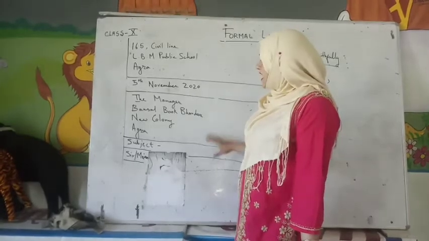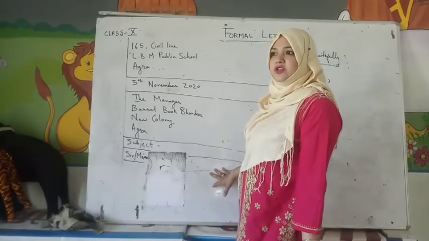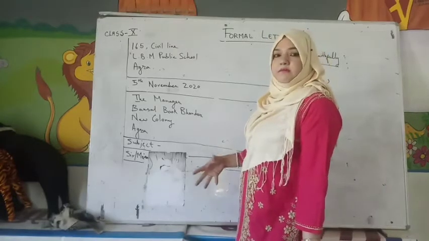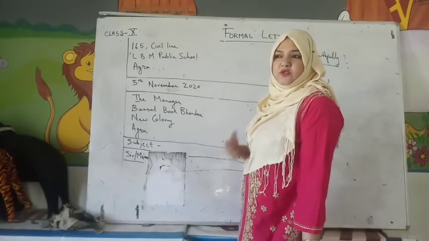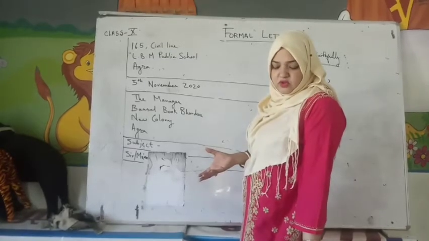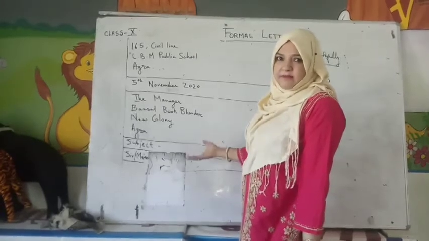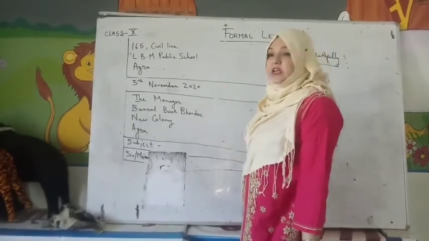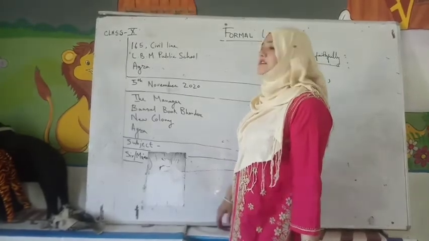Understood everybody? After writing the subject, you again leave one line and give the salutation. Salutation means sir, ma'am. It's easier for you now. No respected, no dear, no nothing. So you don't have to remember what to write. Just mention sir. You can write ma'am if you want. Otherwise, you can write sir itself. Then you leave one more line and you start the letter.